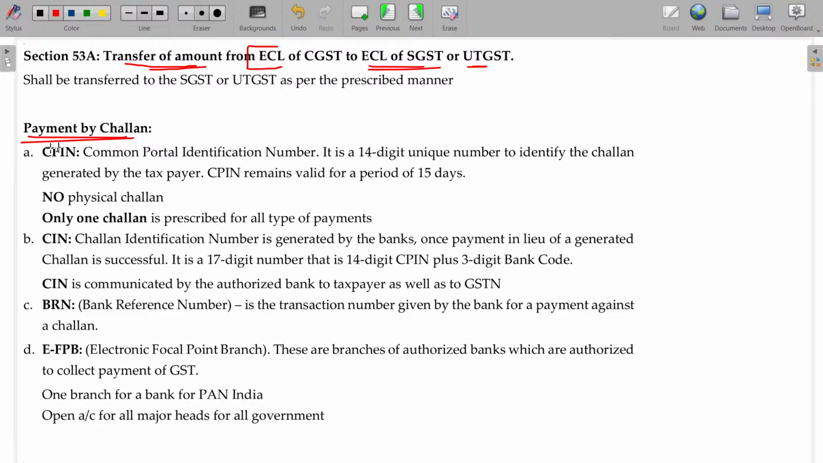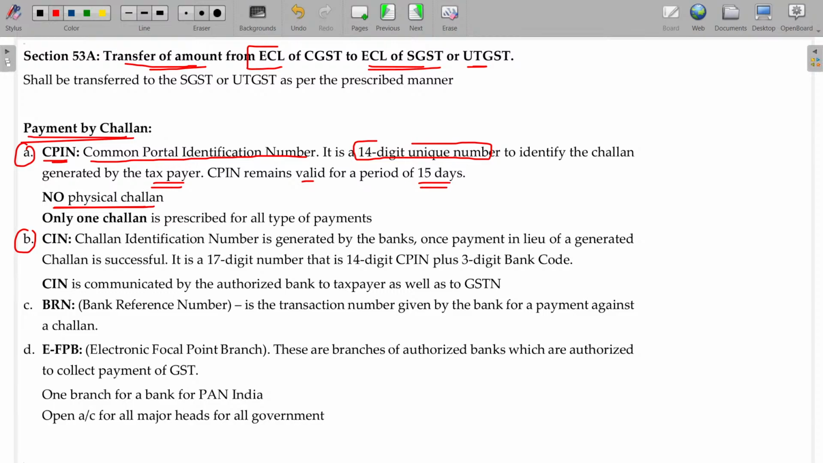While making the payment, you get these challans, CPIN and SIN. We don't get the physical challan hereafter. You will get the challan in e-form only. CPIN is nothing but the Common Portal Identification Number. It is a 14-digit number to identify the challan generated by the taxpayer. CPIN remains valid for 15 days.